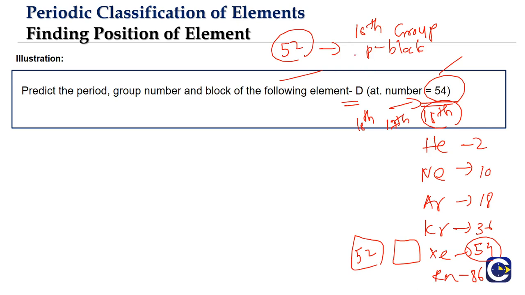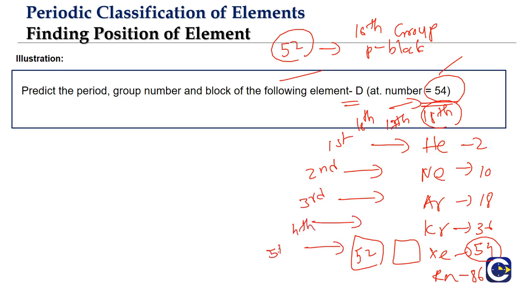Okay, not just that, we can even tell the period. So what is the period? Helium is in the first period. Neon is in the second period, argon third period, krypton fourth period, xenon fifth period. This element is also in the same period, right? Means this is an element in the fifth period.